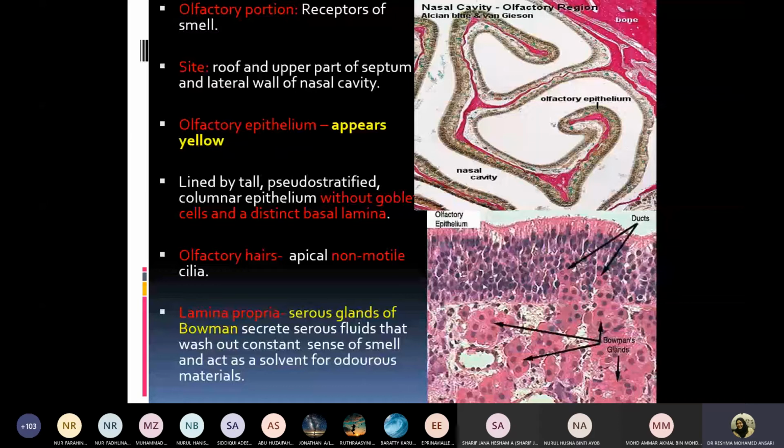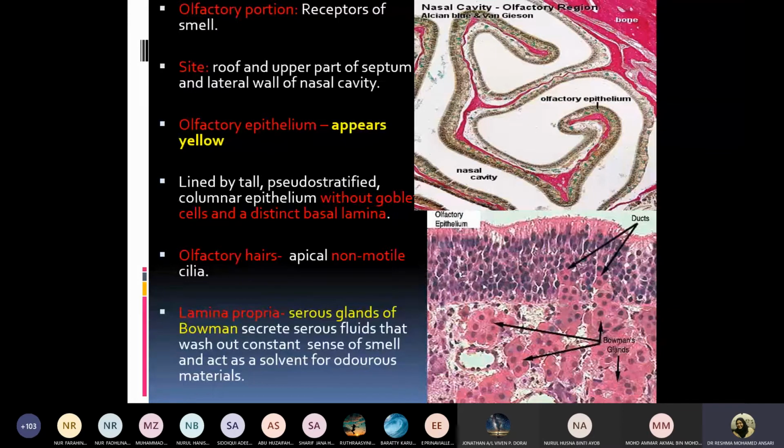I think the explanation is given here. Yeah, it's to wash out the solvents. So if I smell a very bad thing and I don't have serous glands, the smell automatically sticks onto my nose for a longer time. If I smell a sewer or a dustbin, after 15 minutes also I will still have the smell in the nose if there are no Bowman's glands. So the constant smell is washed away by this secretion of the Bowman's glands, or the Bowman's serous glands.